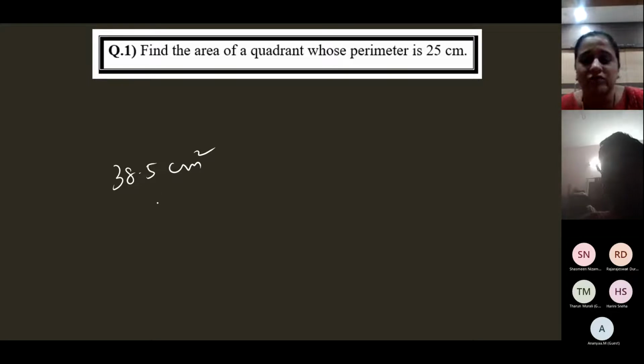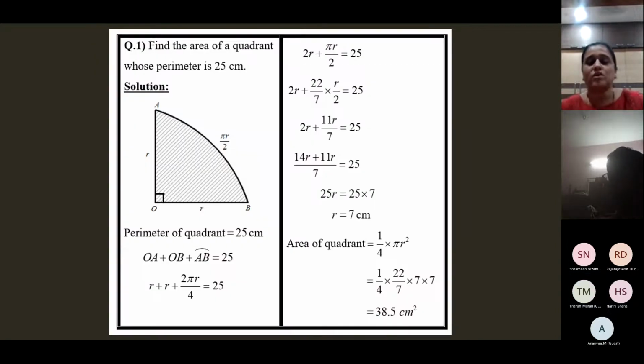Any other answer or all of you have got the same thing? Same answer only. Same answer, okay. Tarun, you said you finished 5. Got the same answer? 38.5 only, ma'am. Okay, very good. Let me see what I've got. Even I have got 38.5. Very good.